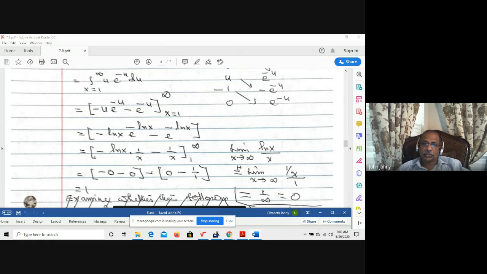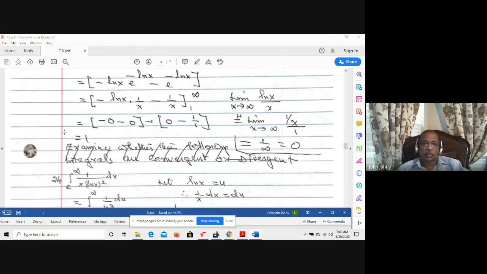Minus, when you substitute the lower limit, you get natural log of 1 is 0. So that part is 0. Minus 1 over 1, that is 2 negatives makes a positive. So the answer is 1. 2 negatives makes a positive. 1 over 1 is 1.